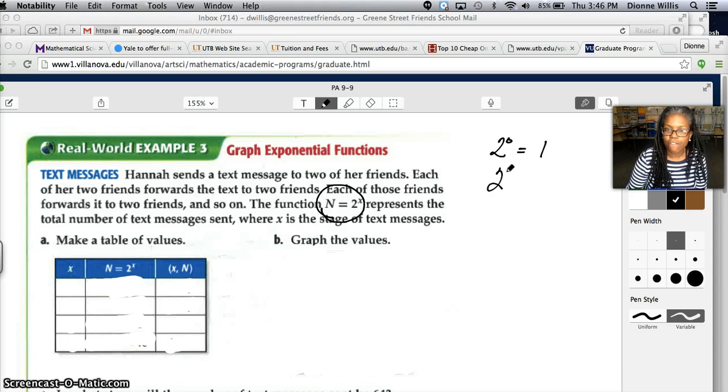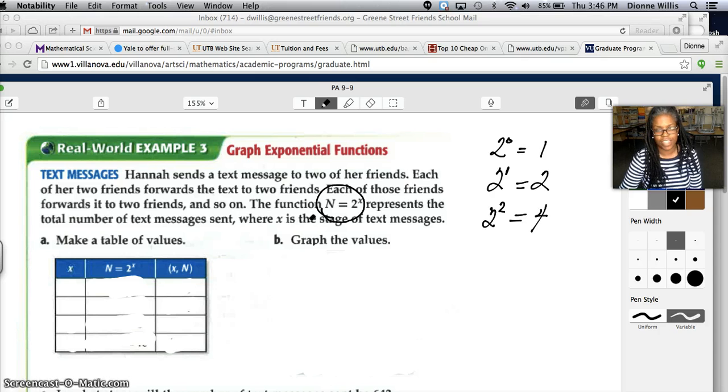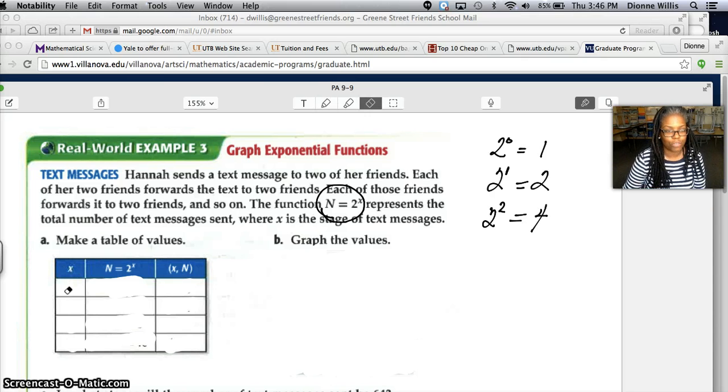And 2 to the first power, after the first stage, she sent it to 2 of her friends. There were 2 people with it. After the second stage, where her friends sent to other people, there were 4 people who were now given the text message. So let's go ahead and look over here at how we can organize this information.